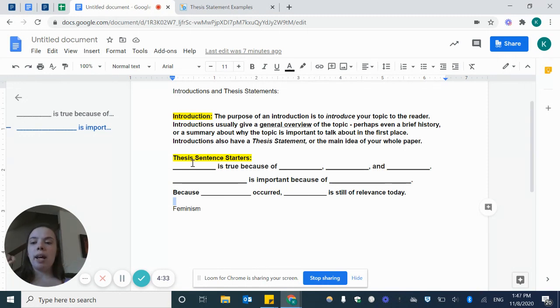One thing I want to point out that I noticed a couple of people doing is that they filled in all of these sentence starters. You only need one thesis statement. You don't need three. You don't need to include all three of these. This is just to help you come up with ideas in case you got stuck.